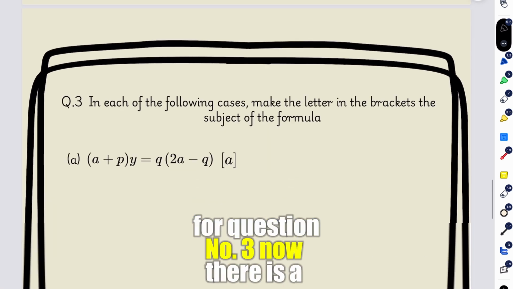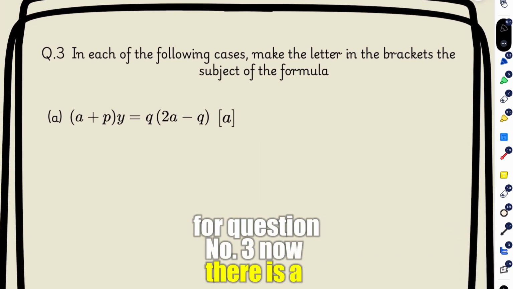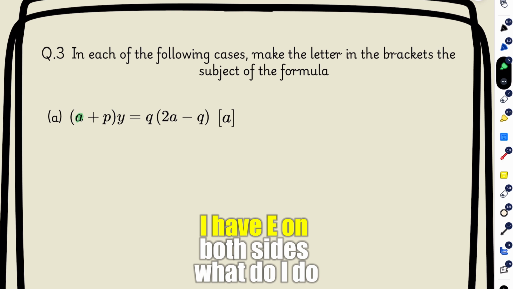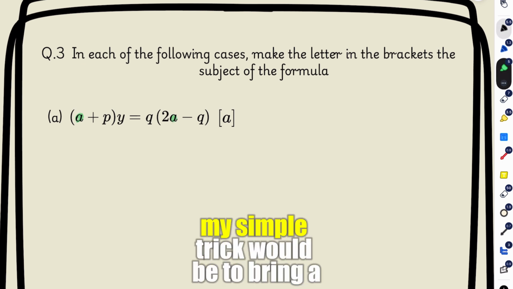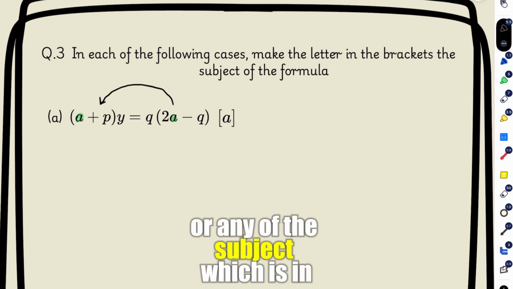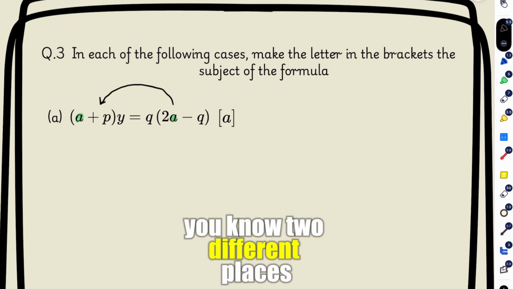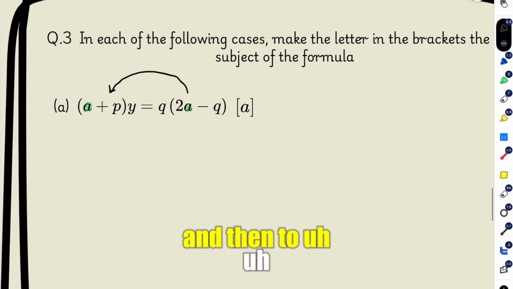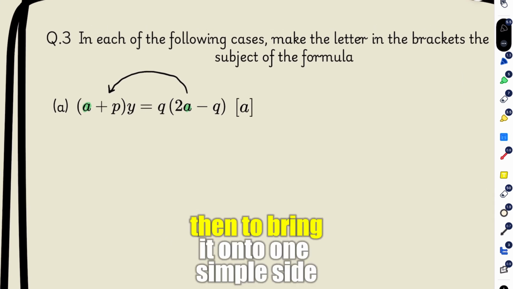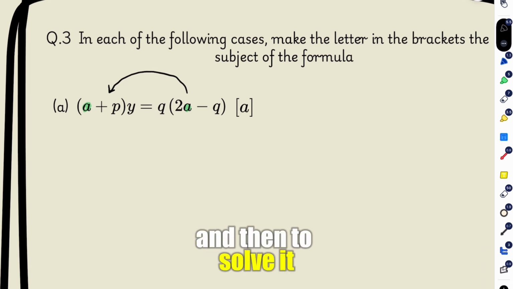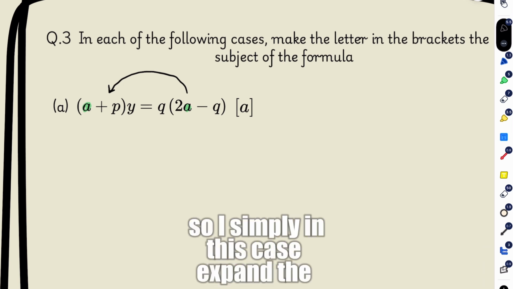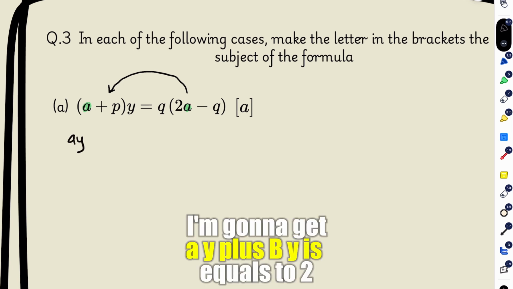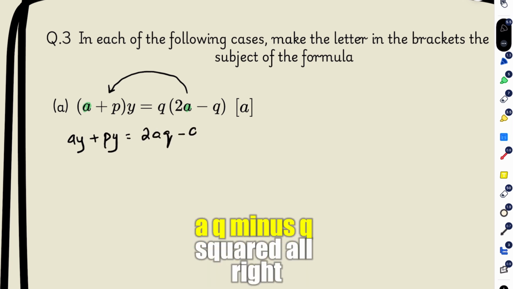All right, for question number 3, now there is a simple problem here. I have a on both sides. What do I do? My simple trick would be to bring a or any other subject which is in two different places, onto one single common side, and then to solve it. So I'll simply in this case expand the bracket. I'm going to get ay plus py is equals to 2aq minus q squared.